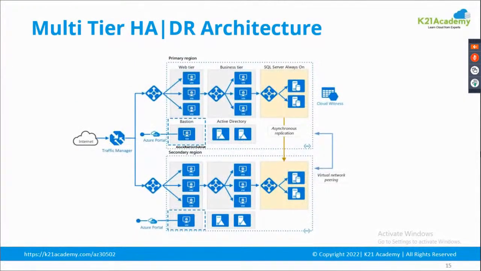So currently, guys, what we are looking at is a multi-tier HA, that is your high availability and your disaster recovery. Over here, you can see there is a primary region and a secondary region. Whenever the user accesses your web application, which in this picture we have hosted on a VM, this is one of the legacy models that we are looking at.